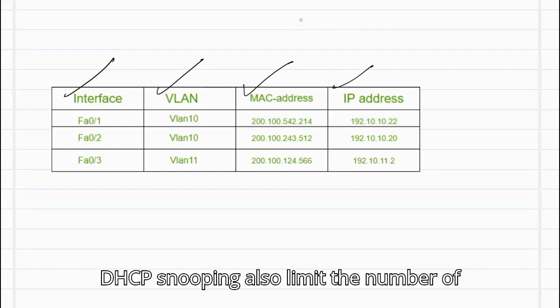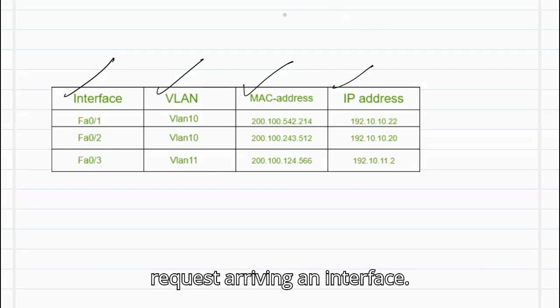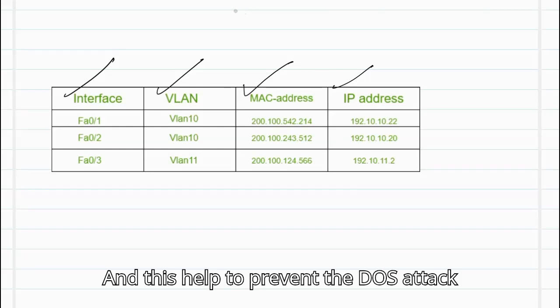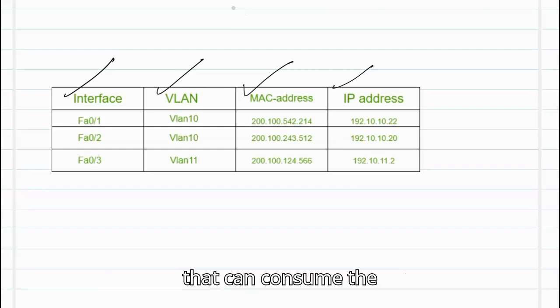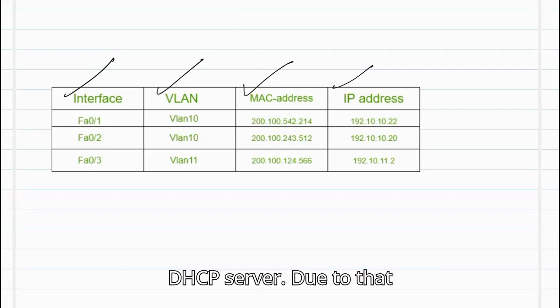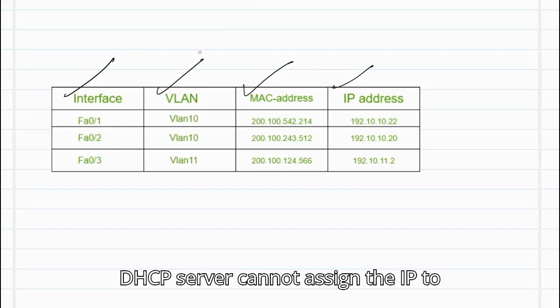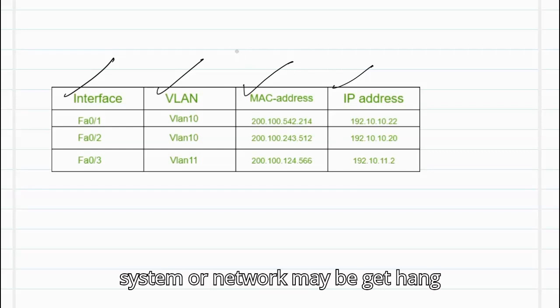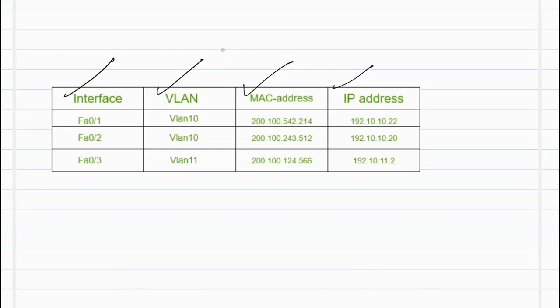DHCP snooping also limits the number of requests arriving on any interface, and this helps to prevent the DoS attack that can consume the entire address space or overload the DHCP server. Due to that, the DHCP server cannot assign IPs to the endpoint devices, and the system or network may hang or be blocked.